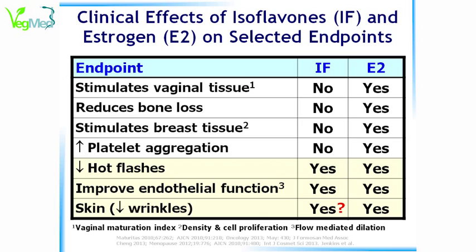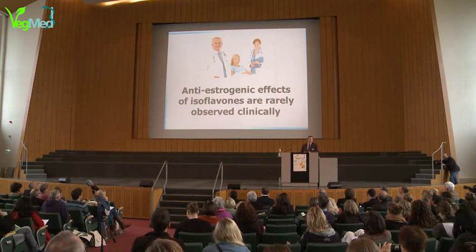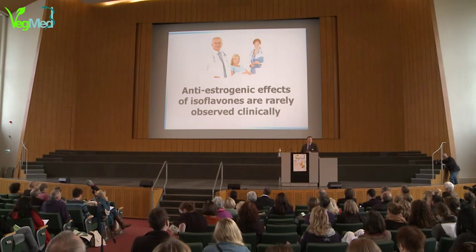So for example, you can see on this slide that estrogen stimulates vaginal tissue, reduces bone loss in postmenopausal women, stimulates breast tissue, and increases blood clot formation. Isoflavones don't have any of those effects. On the other hand, both molecules alleviate hot flashes, improve endothelial function, and there is speculative evidence that isoflavones like estrogen reduce wrinkles. However, it's important to note that very rarely have anti-estrogenic effects of isoflavones been observed clinically.